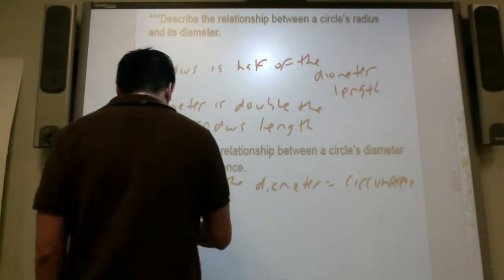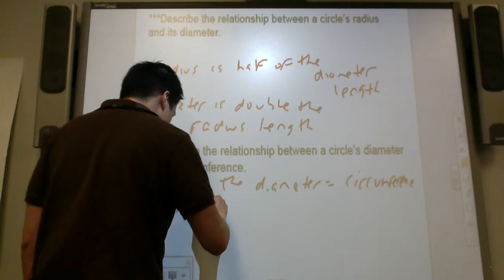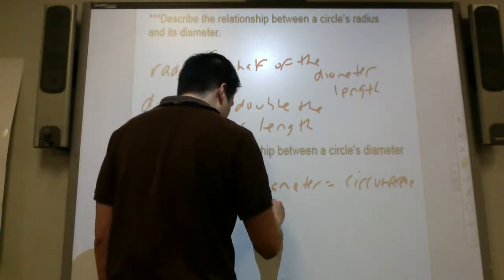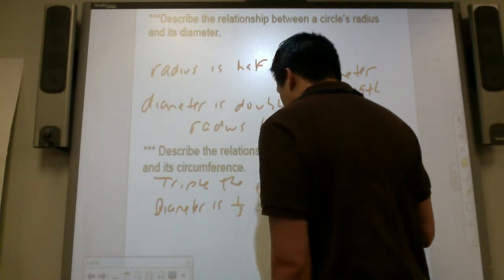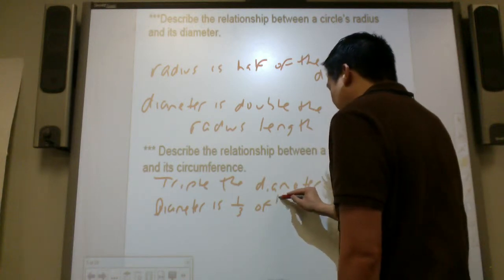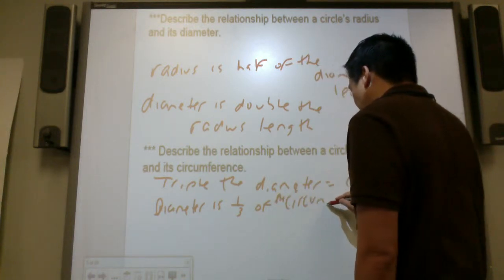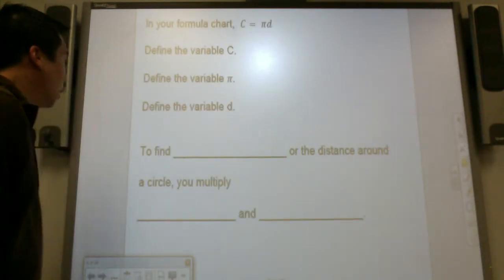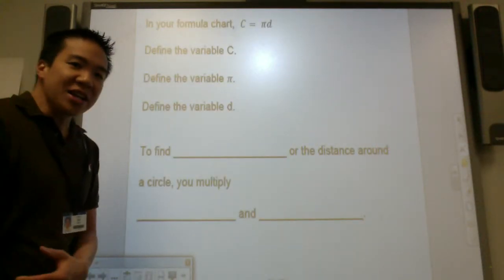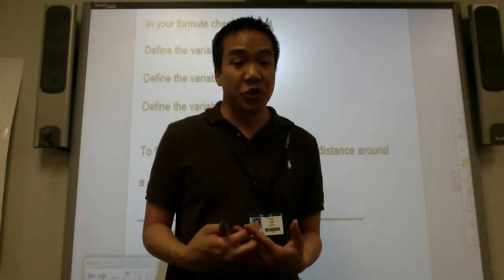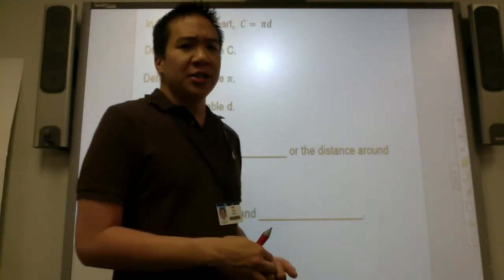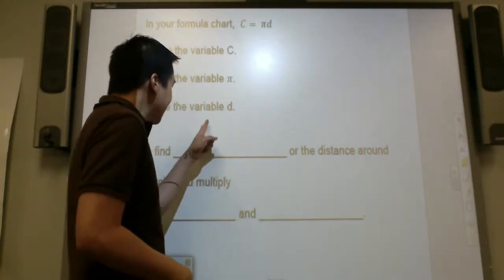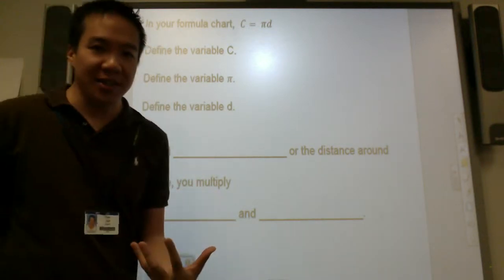Or you could say a diameter is about 1/3 of the circumference. So, define circumference. You will always be given two formulas on your formula chart: C equals pi d and C equals 2 pi r, which is our next slide.